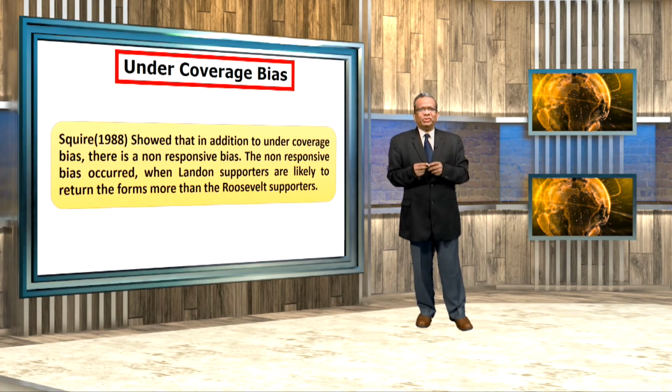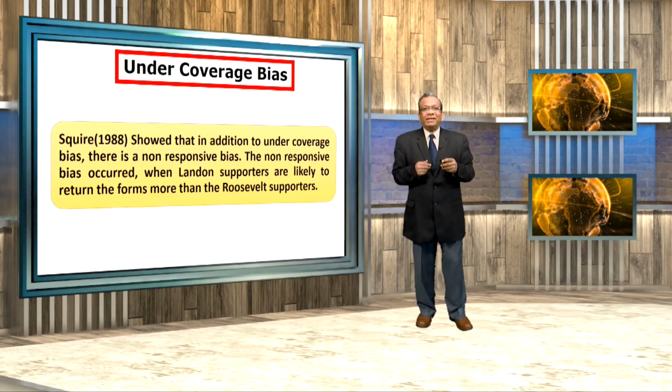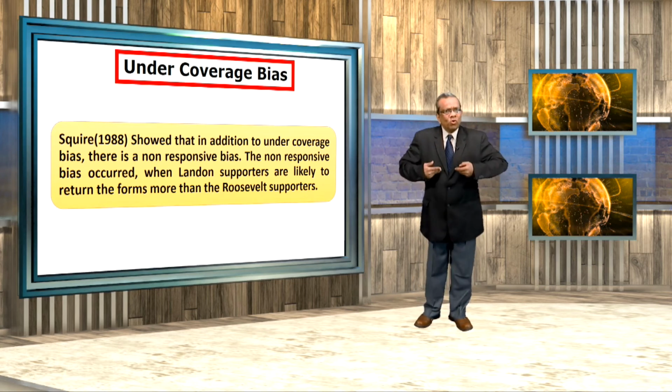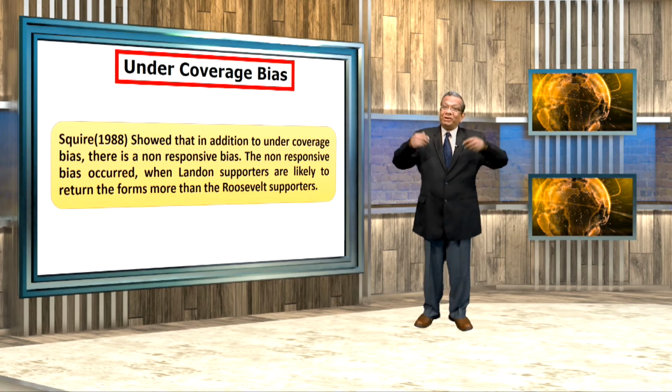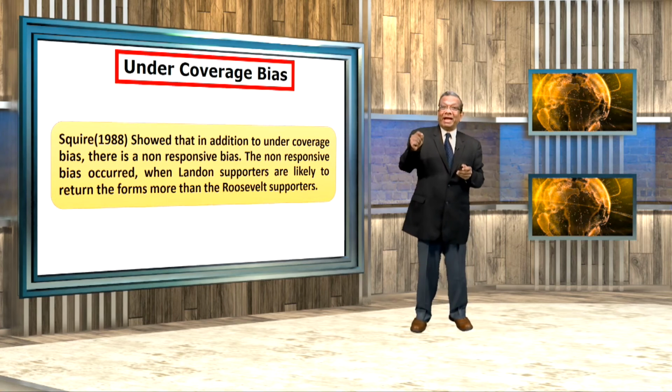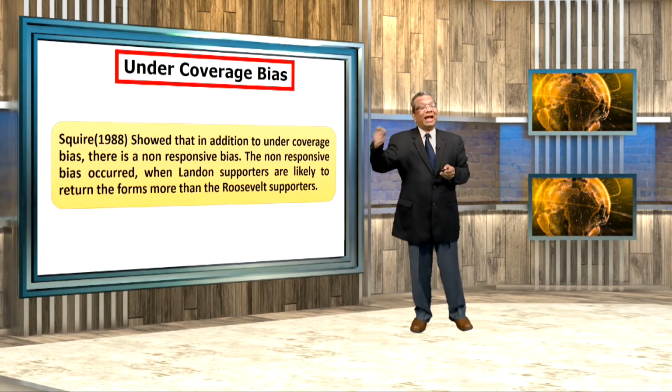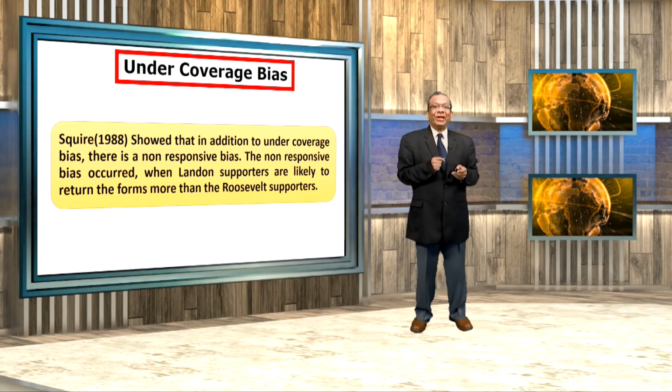And the same research showed that in addition to undercoverage bias, there is non-response bias. The non-response bias occurred when Landon supporters were likely to return the forms more than the Roosevelt supporters. Therefore, Landon supporters were more responsive compared to the Roosevelt supporters. In the process, there is undercoverage bias. In addition to undercoverage, there is a non-response bias. This has to be taken into account in our research.